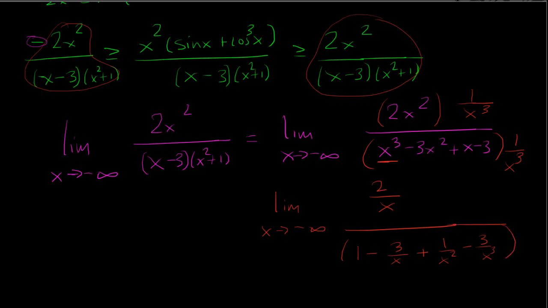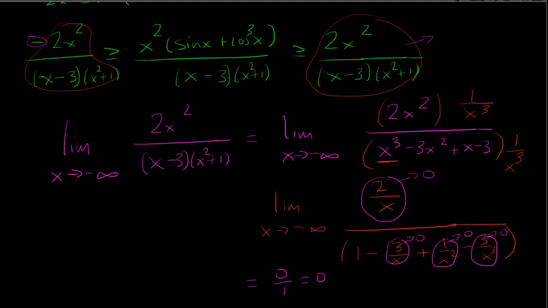And as x approaches negative infinity, the 2 over x, 3 over x, 1 over x squared, and 3 over x cubed will all go to 0. So you're left with 0 over 1, which is 0. So this one will go to 0. And the negative doesn't matter. Since the limit is going to 0, if I multiply by a -1, it's still going to 0. So I don't really care.